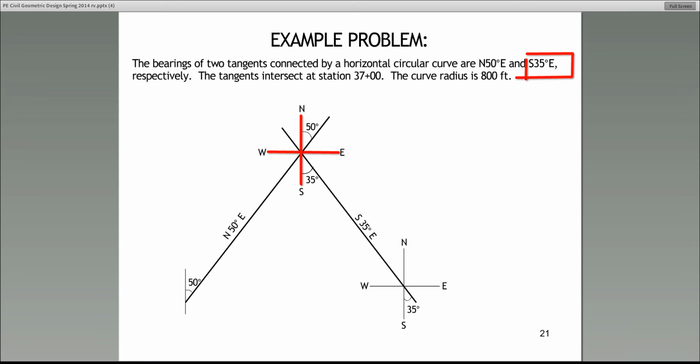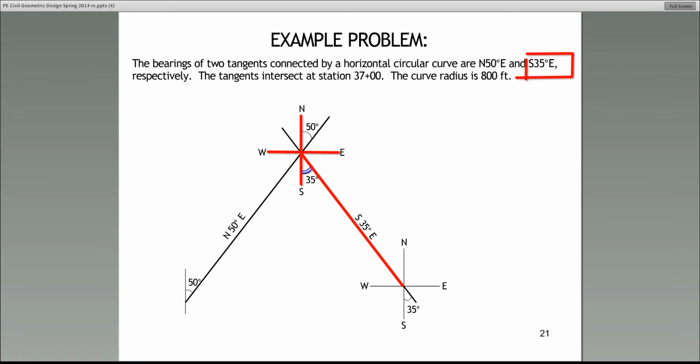You start from the first letter, which is south. So from south, you travel 35 degrees towards, in this case, east. So the second tangent has this orientation right here, as you can see. All right?